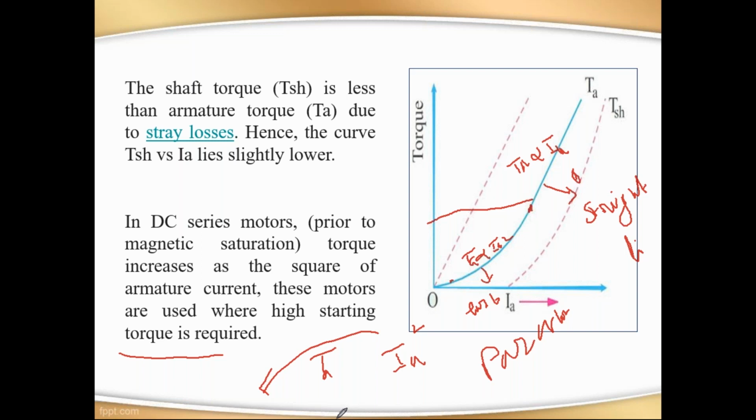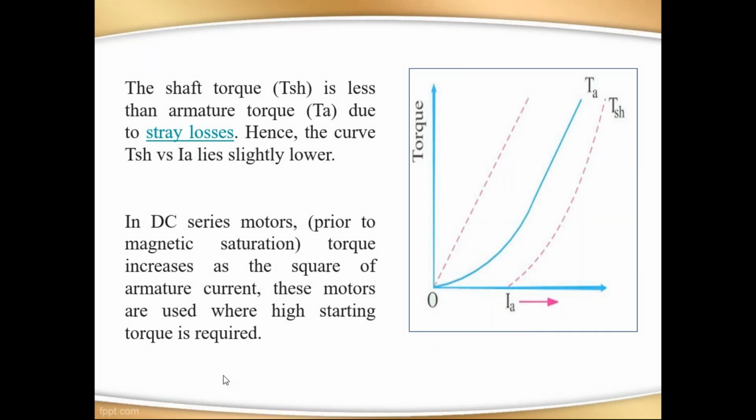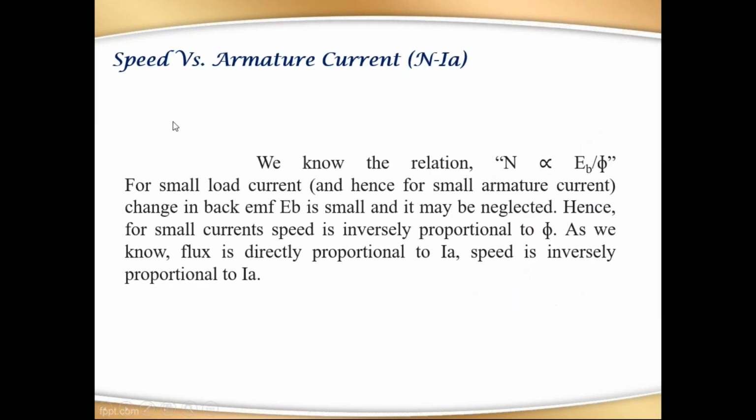Now we are going to find that second one, that is the graph drawn between the speed and armature torque. Right, so here we know that the relation between the speed and back EMF, here we are using the second relation. Now in this case, for small load current, change in back EMF will be small. Why? Because ఇక్కడ phi అనేది డైరెక్ట్లీ ప్రపోర్షనల్ టు Ia, అంటే phi is equal to Ia అవుతుంది. ఓకేనా, సో phi అనేది స్మాల్ చేంజెస్ అయితే Eb కూడా స్మాల్ అవుతుంది.